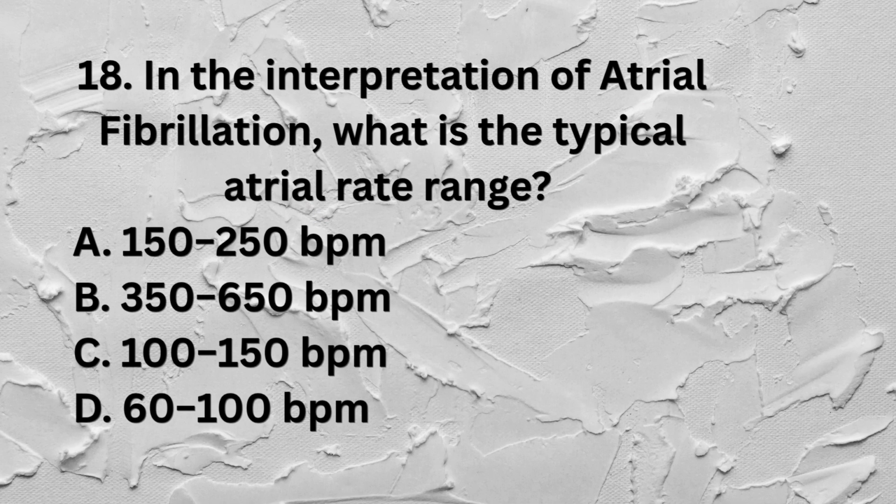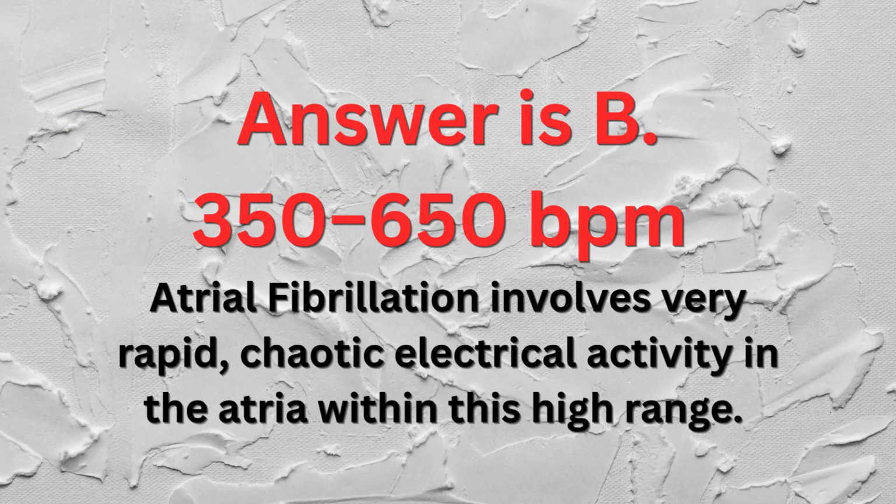In the interpretation of atrial fibrillation, what is the typical atrial rate range? A. 150 to 250 beats per minute. B. 350 to 650 beats per minute. C. 100 to 150 beats per minute. D. 60 to 100 beats per minute. Answer is B. 350 to 650 beats per minute. Atrial fibrillation involves very rapid, chaotic electrical activity in the atria within this high range.